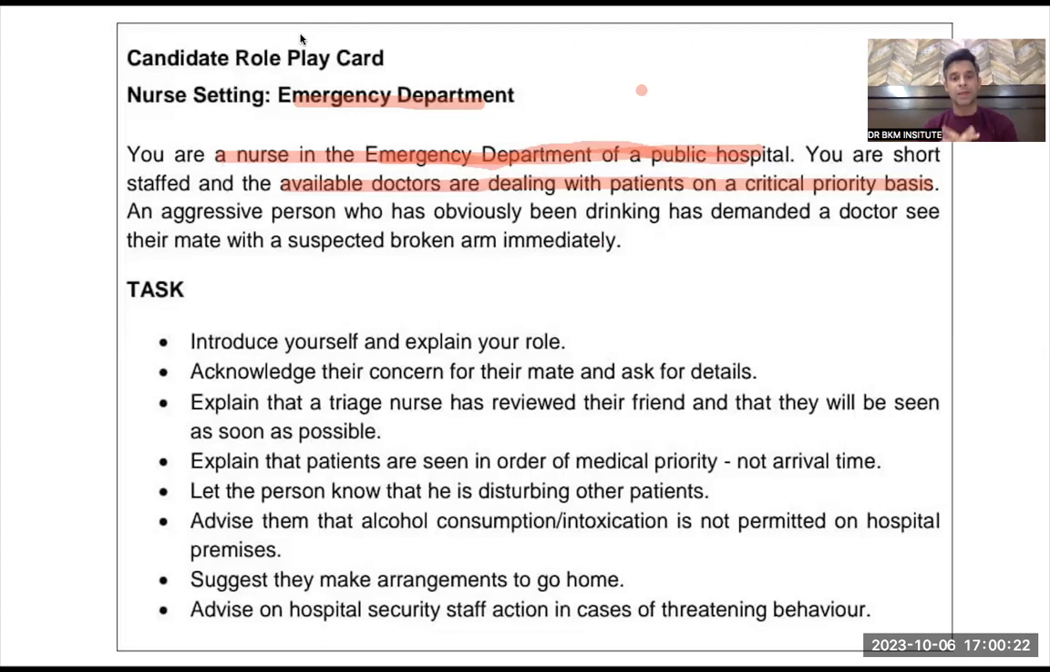So good morning, my name is Bhupesh. I am a nurse over here. So my role is to attend the patients over here in the emergency department. So how may I help you? Well, nurse, I am here for my friend and I think he is having a broken arm. Okay, don't worry, calm down. Let me attend your friend.